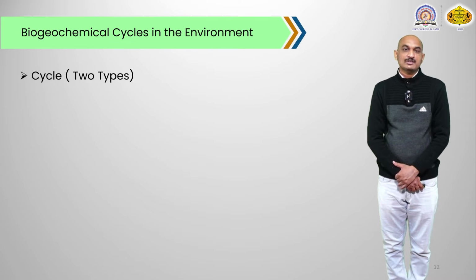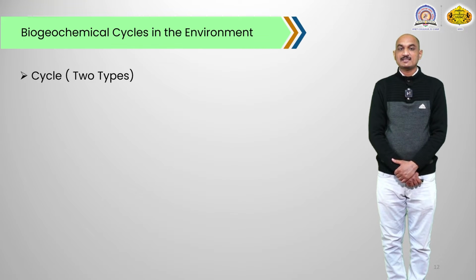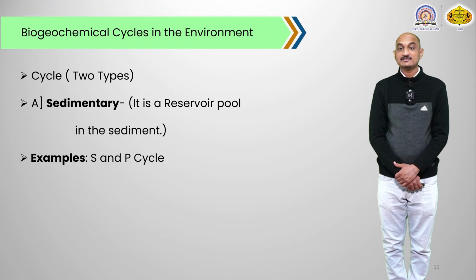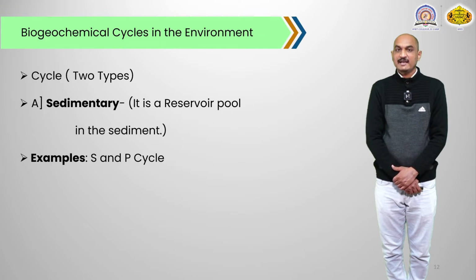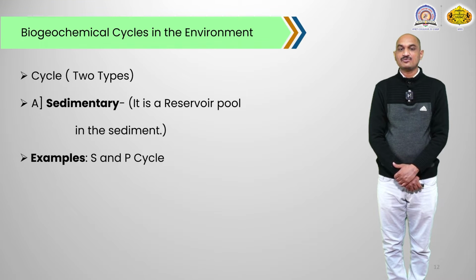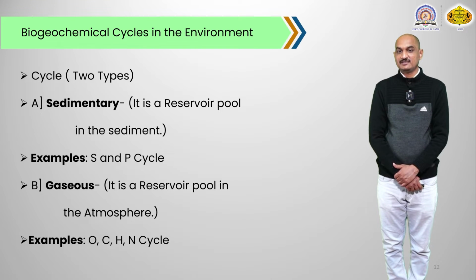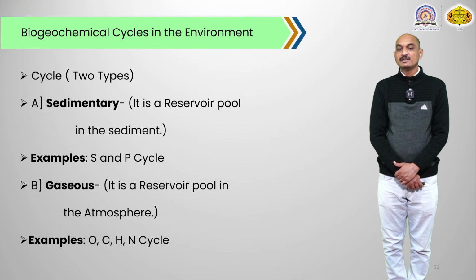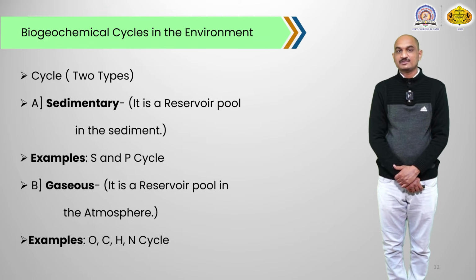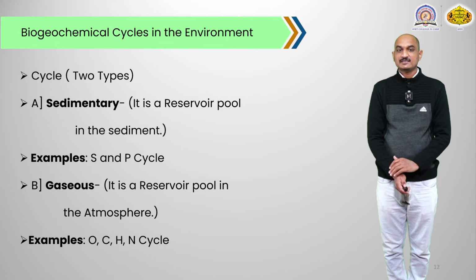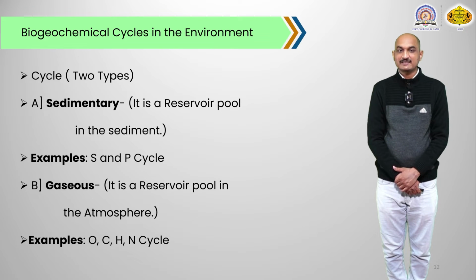Dear student, we know that these cycles have 2 types. The first one is the sedimentary cycle, which has a reservoir pool in the sediments. Examples of the sedimentary cycle are the sulfur and phosphorus cycles. The second type is the gaseous cycle, which has a reservoir pool in the atmosphere. Examples of such gaseous cycles are the oxygen, carbon, hydrogen and nitrogen cycles. These are the two types of cycle: the first is the sedimentary cycle, the second is the gaseous cycle.